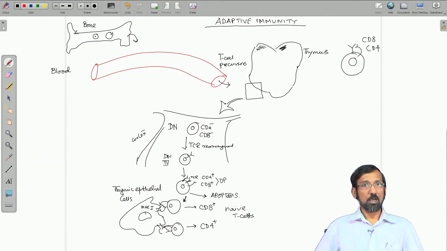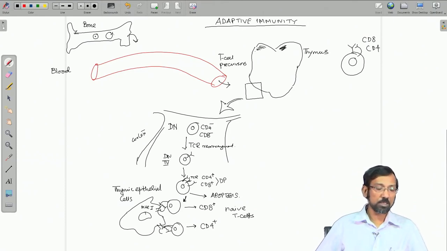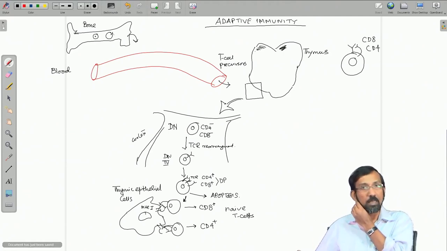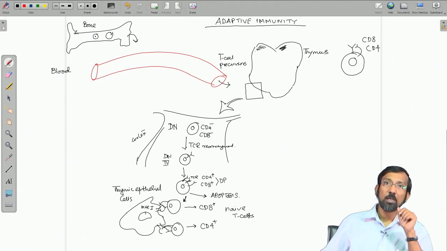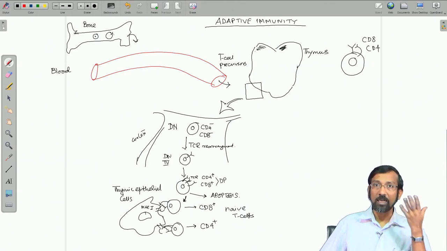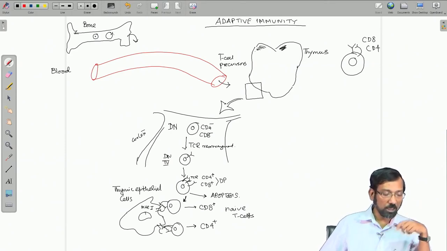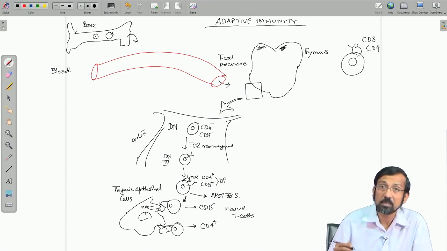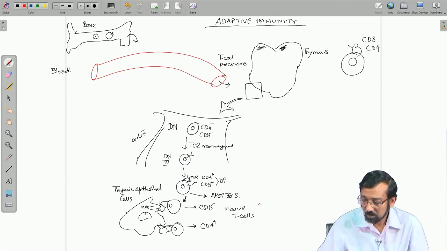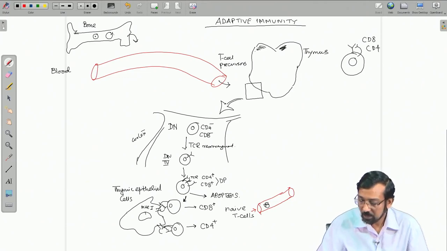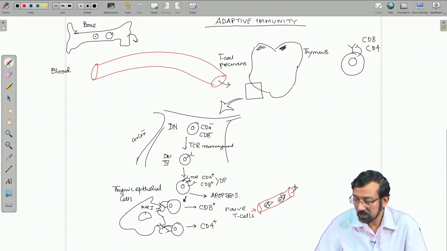Now, these naive T cells, after being selected as CD8 plus and CD4 plus cells, can undergo a second round of selection. This selection usually occurs with the help of macrophages or antigen presenting cells. Those which are selected as CD4 or CD8 plus cells will now leave the thymus. So, these are the naive T cells expressing either CD8 or CD4.